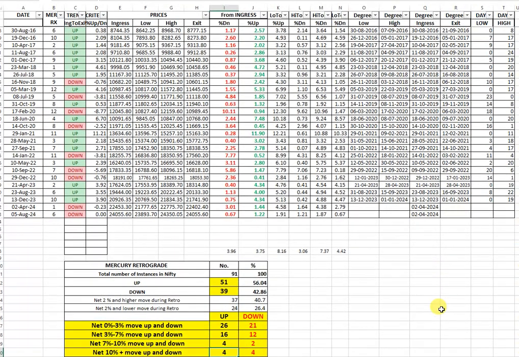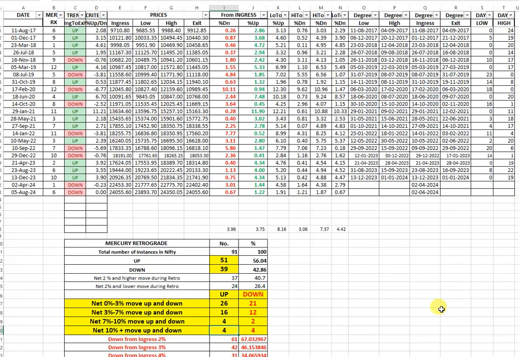So then I went further down and did further research. For a 0% to 3% move up and down, 26 times out of 91 times the market was up in the 0% to 3% range, and 21 times it was down. For a 3% to 7% move up or down, it happened 16 times and 12 times.